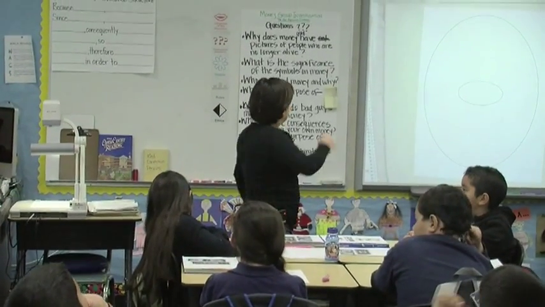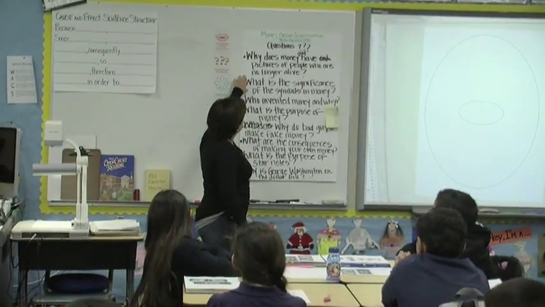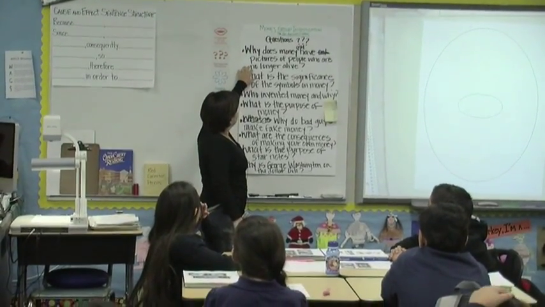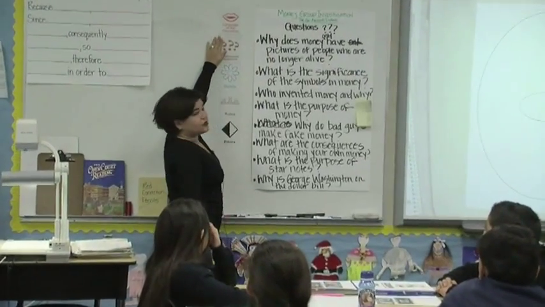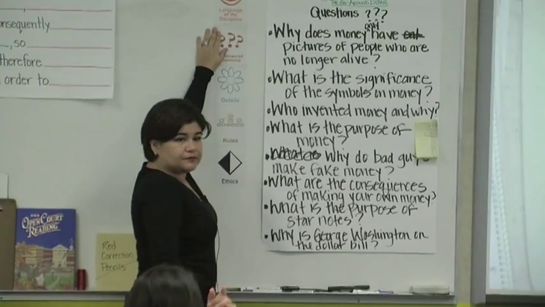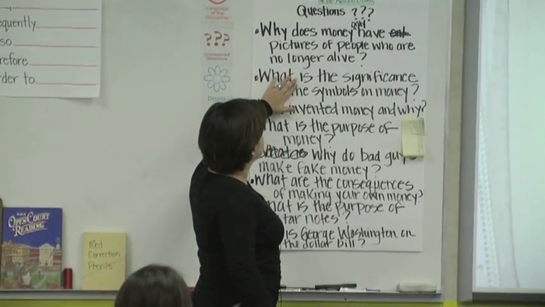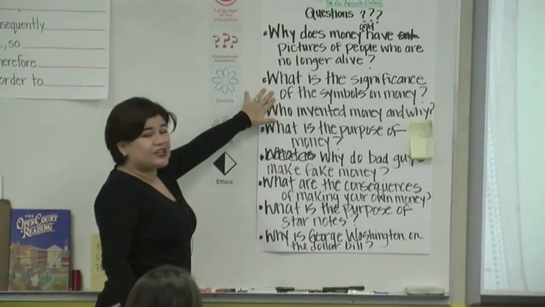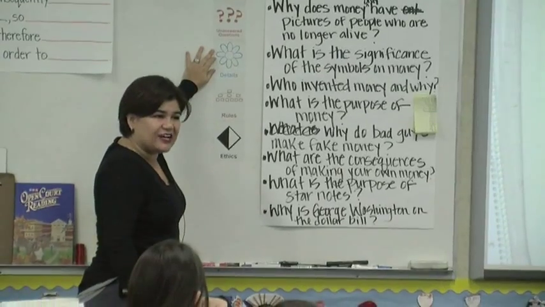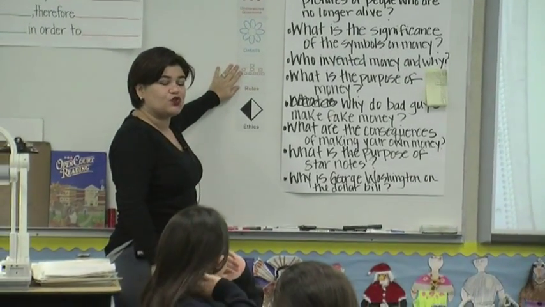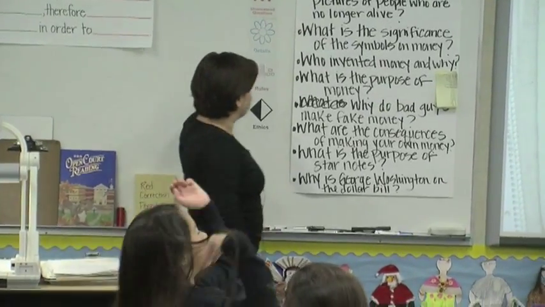Okay? Now, let's look at this. For example, why does money only have pictures of people who are no longer alive? Well, that's an unanswered question, isn't it? What is the significance of the symbols on money? Well, you're going to have to be doing two things. You're going to have to be looking at the details in addition to the rules. Do we understand? Okay.